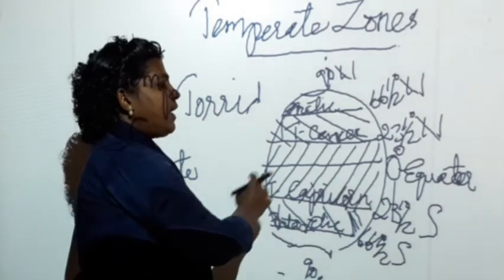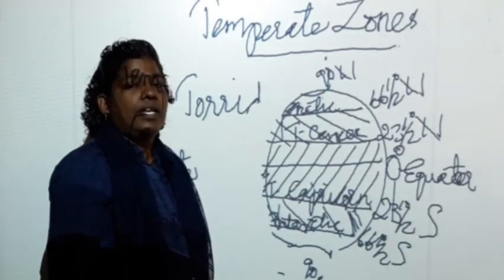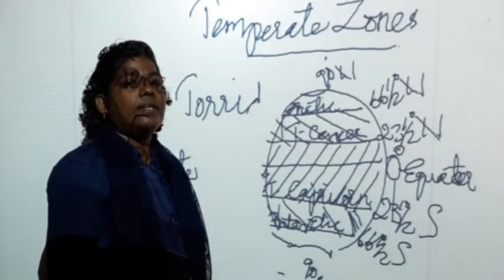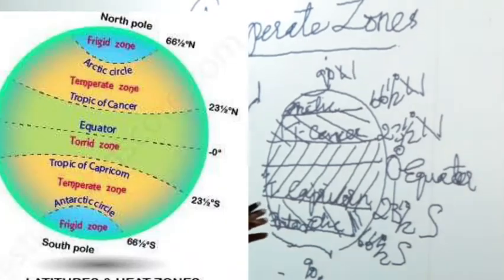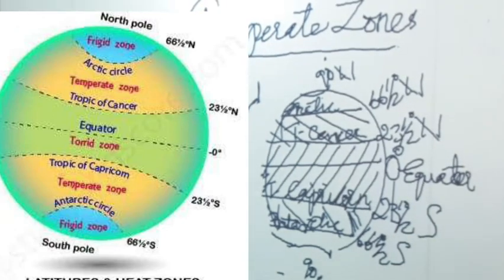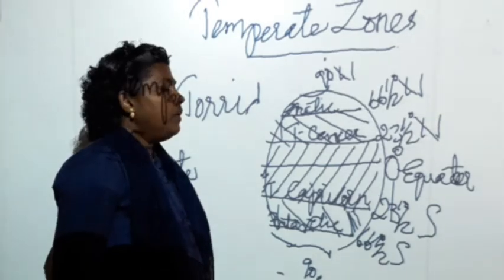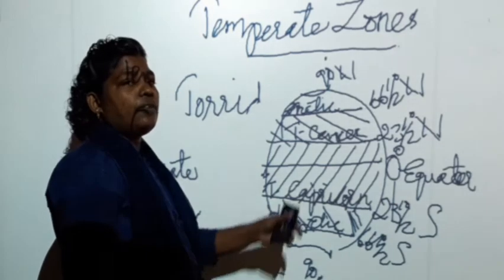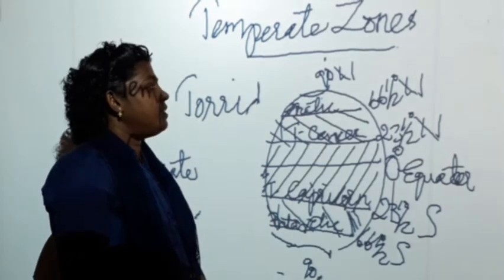And here we can see the snow covered regions, like Greenland, the biggest island, located in this region. This is the frigid zone. Did you understand, children?